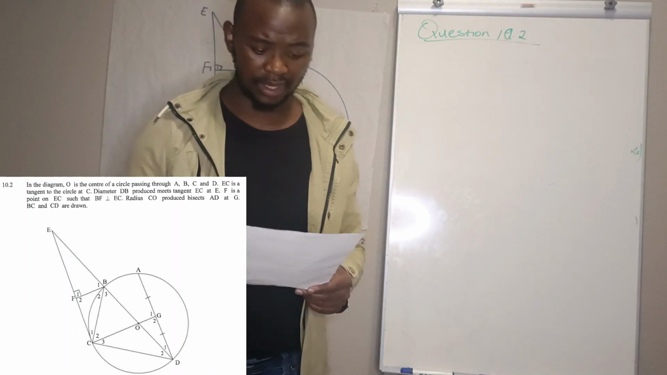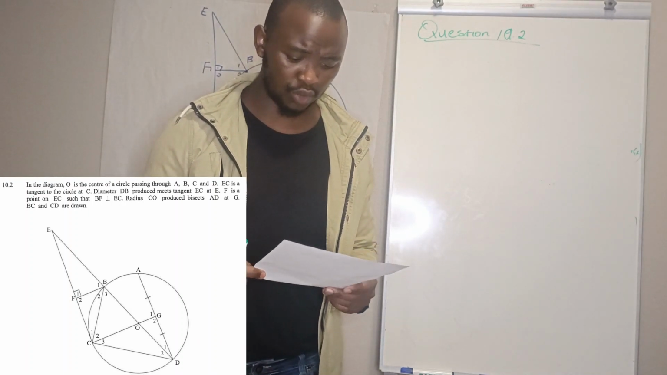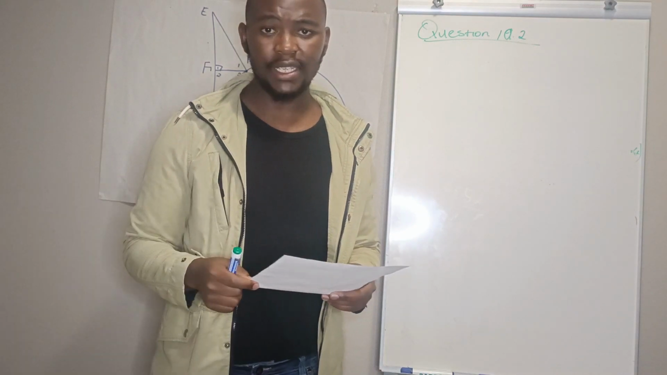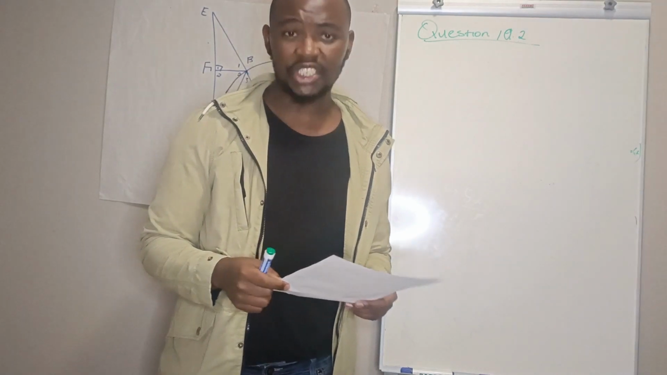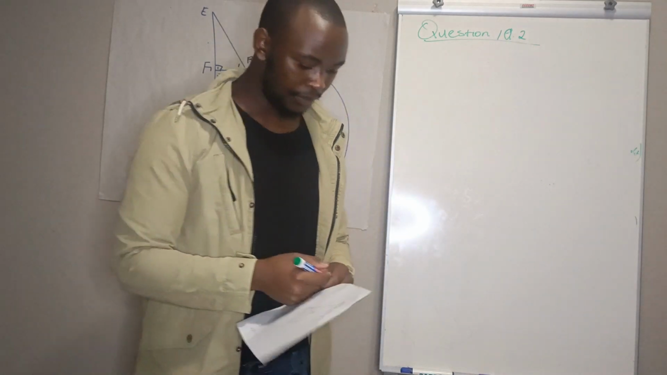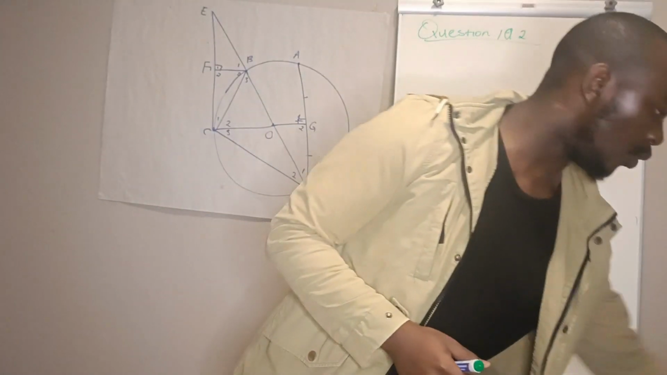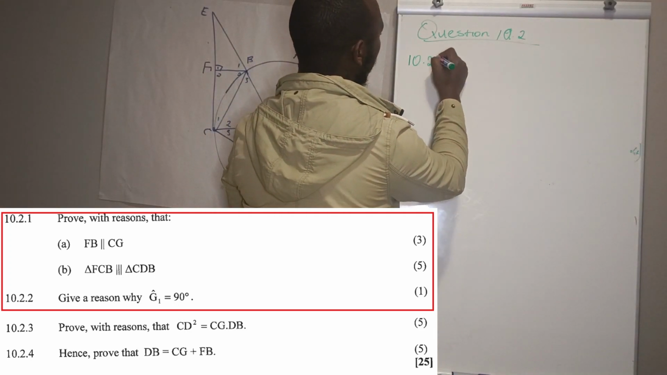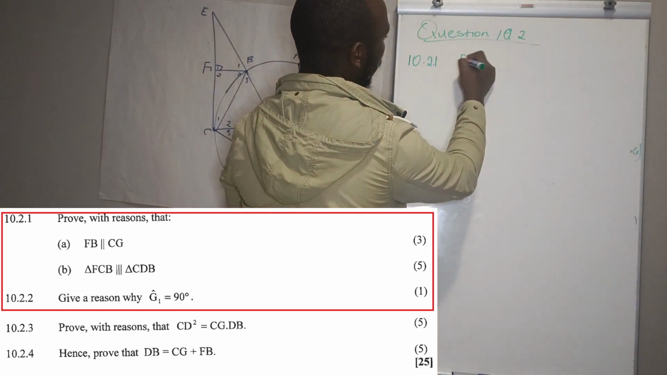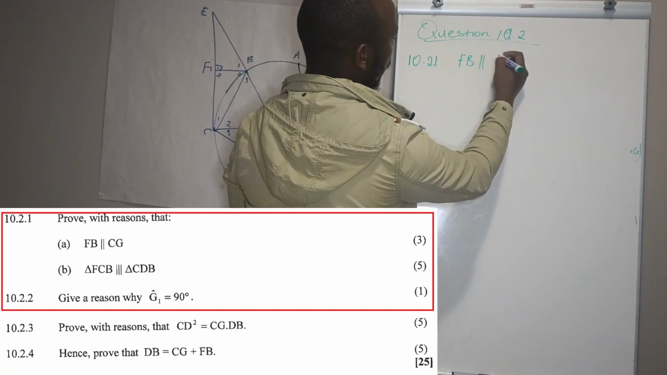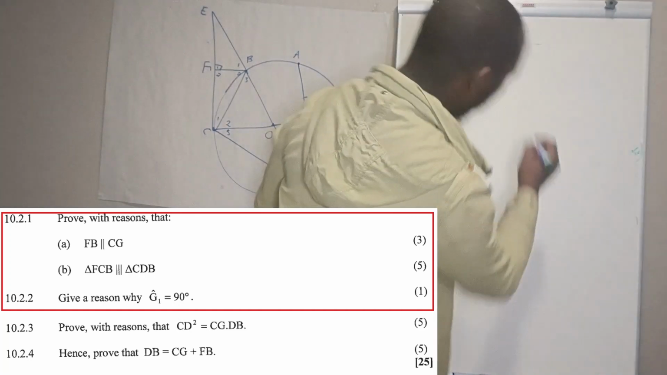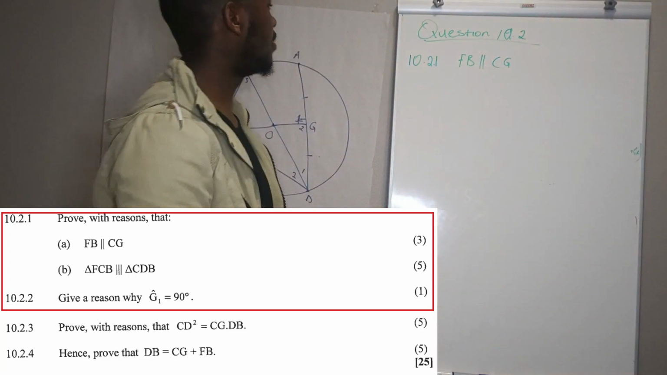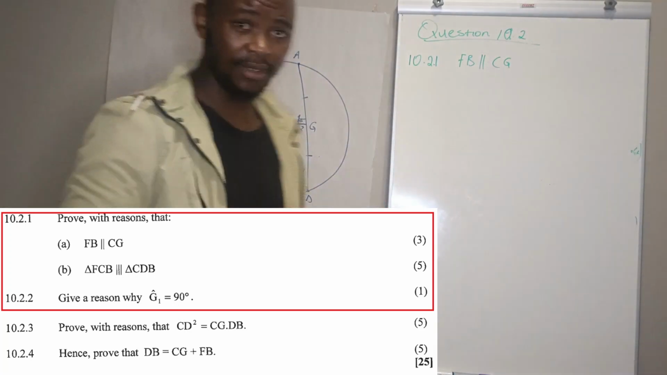let's continue with question number 10.2.1, which is asking us to prove that FB is parallel to CG, and we must provide reasons. All right, so 10.2.1. So that's the first question.